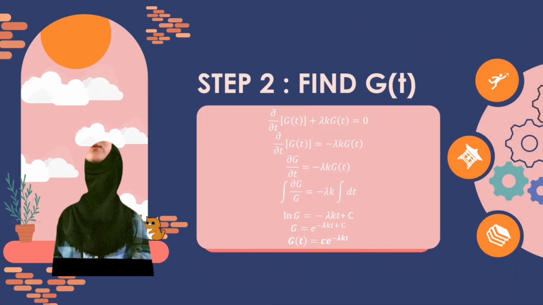For the second step, we need to find the value of G(t). To find G(t), we can use the previous equation. Rearrange the equation with variable G on the left hand side and the variable k on the right hand side. After that, we need to integrate both sides until we get the value of G(t). We can leave the constant here and combine it later with the constant of V(x).